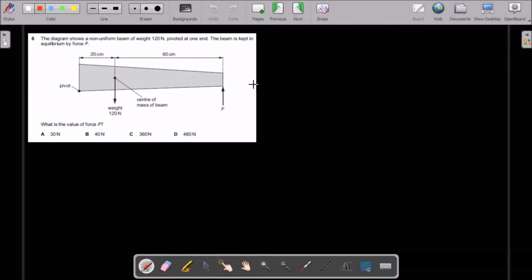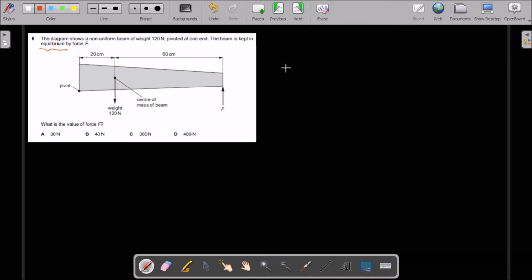Question 6. In this question, it is mentioned that it is in equilibrium. When it is in equilibrium, we know that the sum of the clockwise moments will be equal to the sum of the anti-clockwise moments. So in every question, when they are talking about balance or equilibrium, you must consider that the sum of the clockwise moments must be equal to the sum of the anti-clockwise moments.